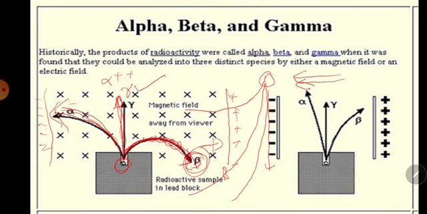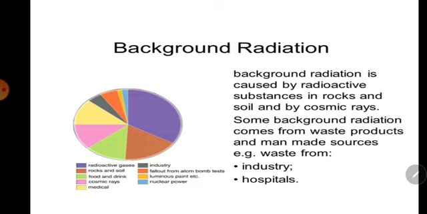So beta particles will deflect more because they have less mass. Alpha particles will deflect less. Alpha particles have greater mass. Due to that, they will show less deflection.